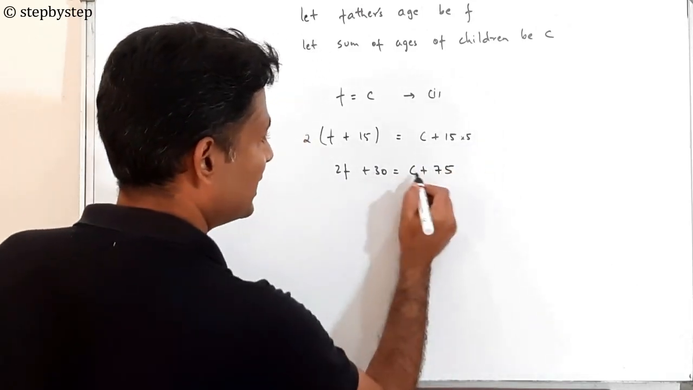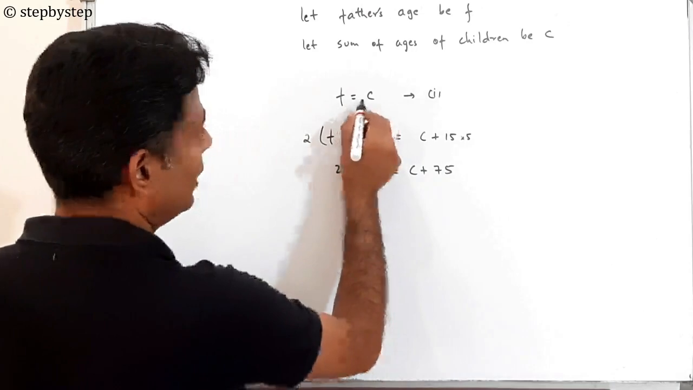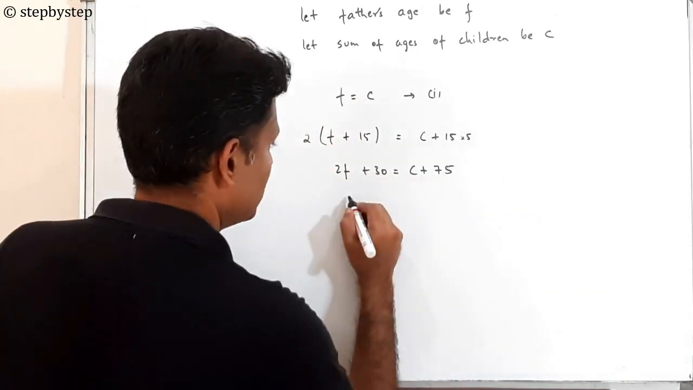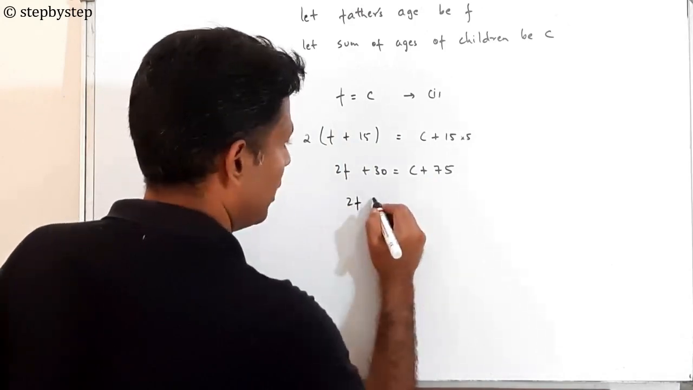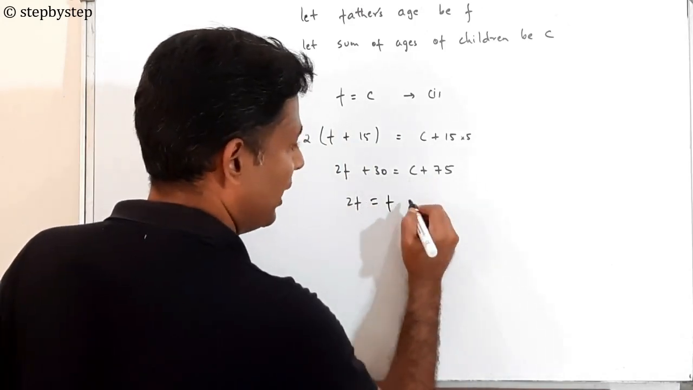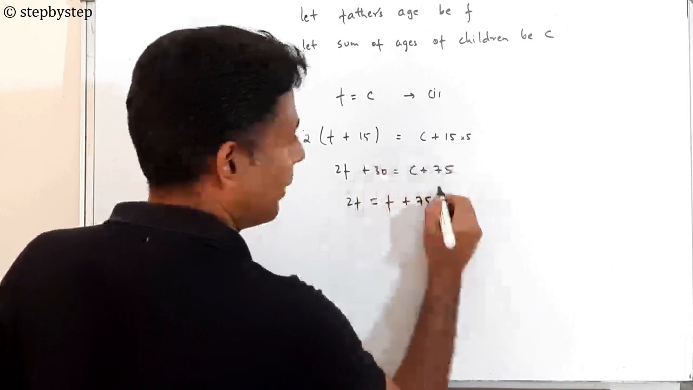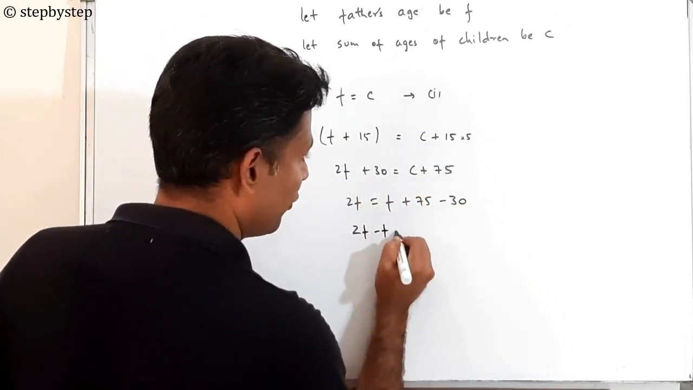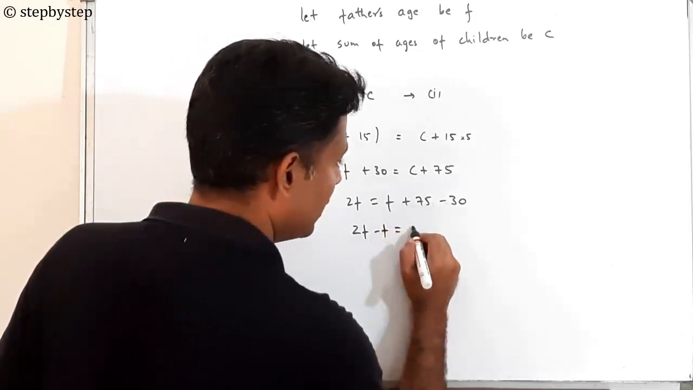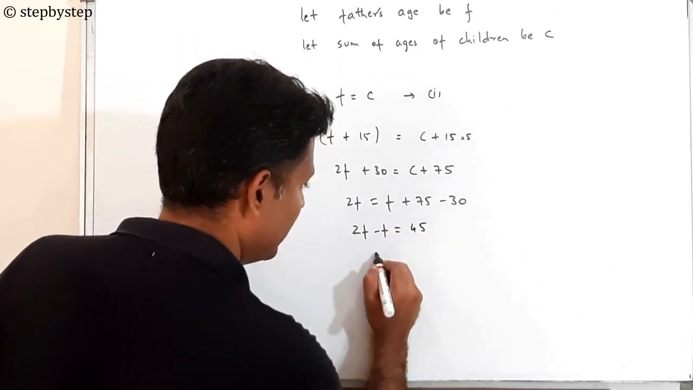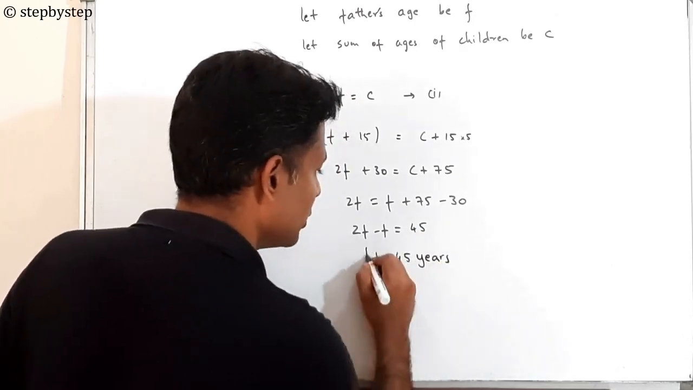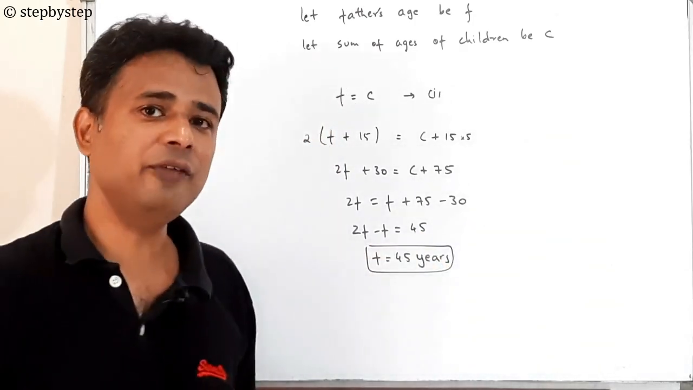Now I'll transpose this here and now I'll substitute F instead of C because we only need to find father's age. So I get 2F equal to C, which becomes F, plus 75 minus 30. So we get 2F, now I transpose minus F, equal to 75 minus 30, that is 45. So F equal to 45 years. So the father's age is 45 years.